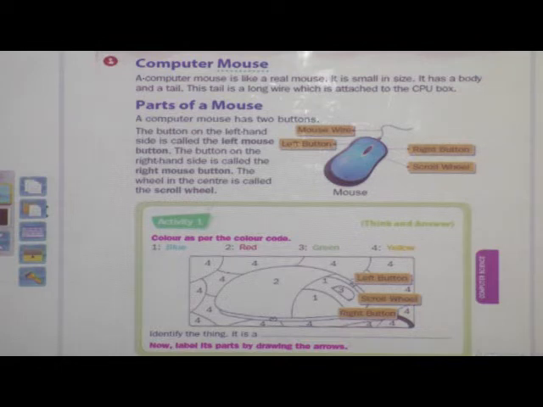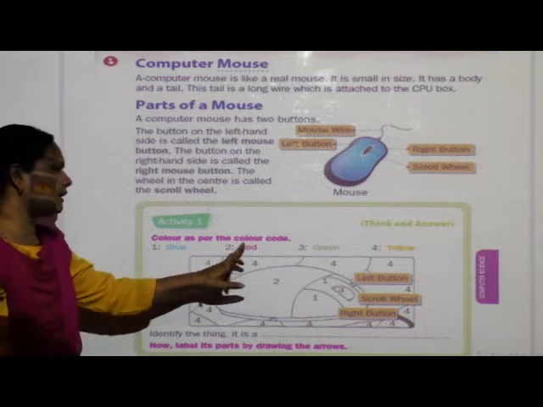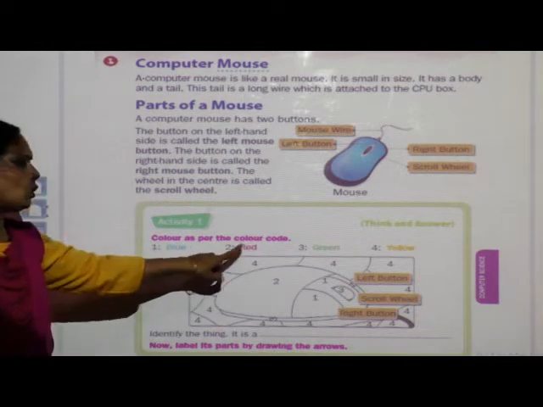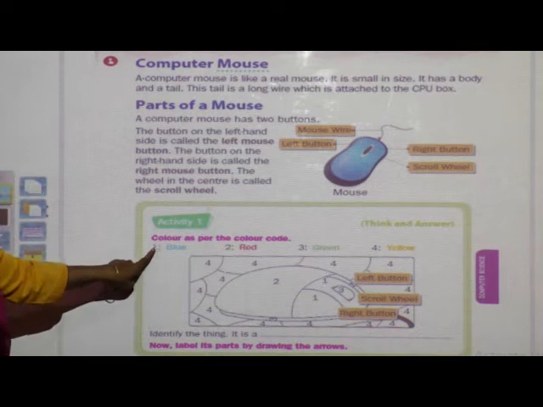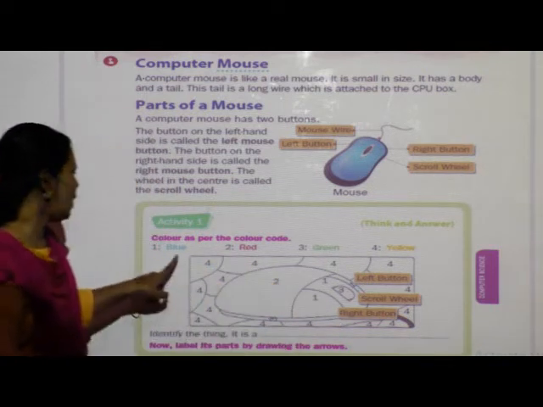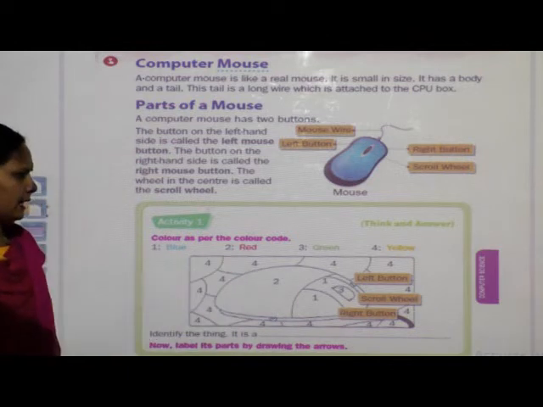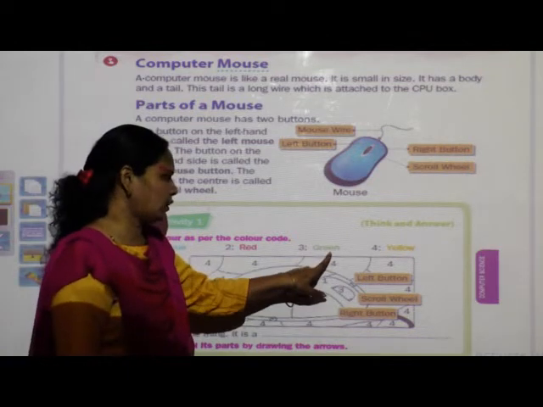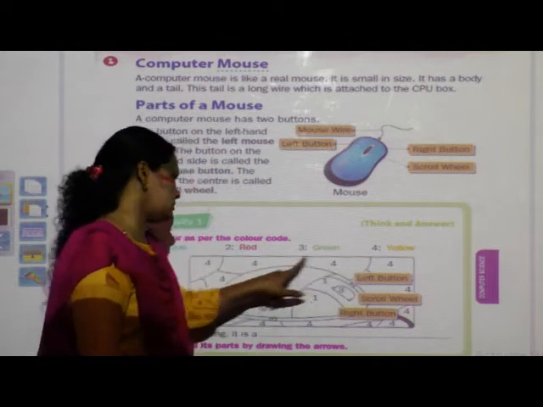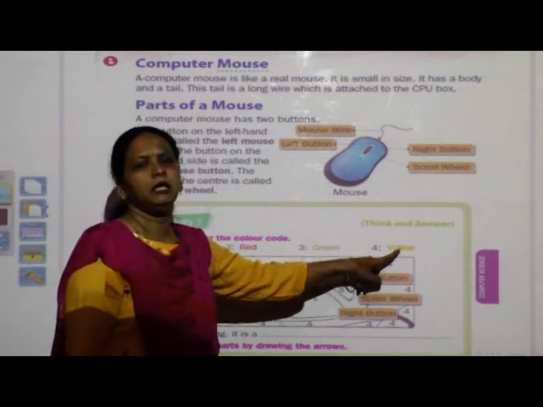Okay, next there is one activity. This you have to do afterwards because it is of coloring. What you have to do? Color as per the color code. So here the numbers are given, in front of that the code of color is given, that is where there is number 1 you have to color blue, where there is number 2 you have to color red, where there is number 3 you have to color green, where there is number 4 you have to color yellow.